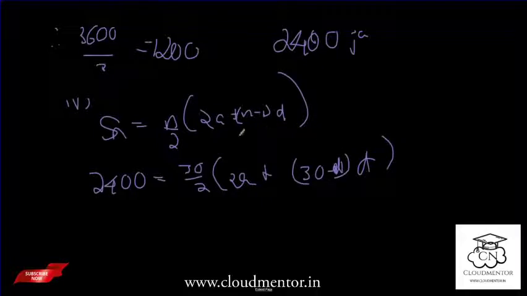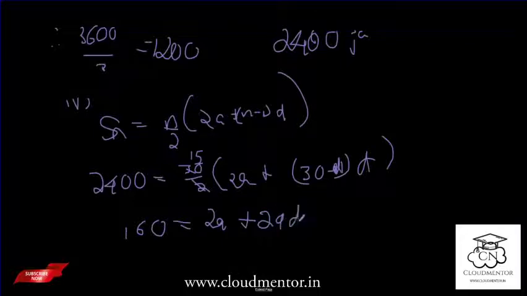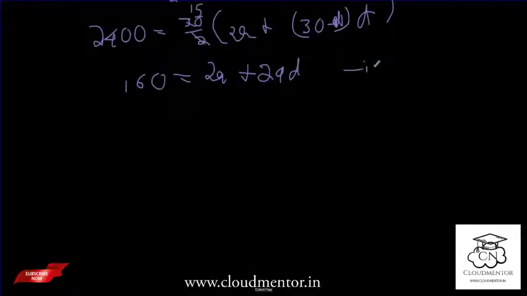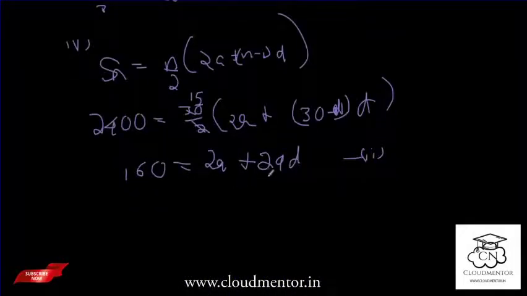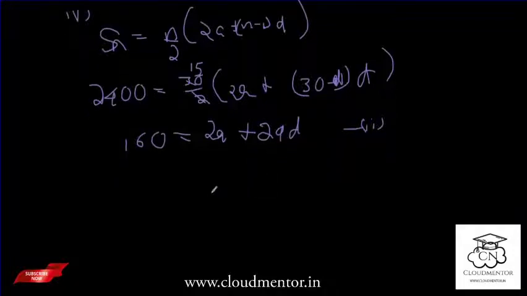Now by doing calculation we get 160 equal to 2a plus 29d. Let this be equation 2. Solving equation 1, 180 equal to 2a plus 39d, and equation 2, 160 equal to 2a plus 29d, we get a equal to 51 and d equal to 2.